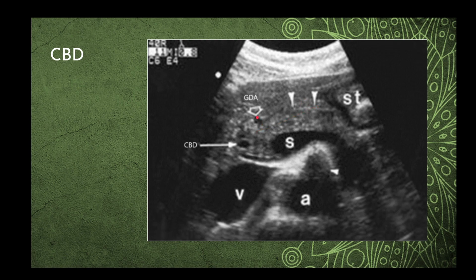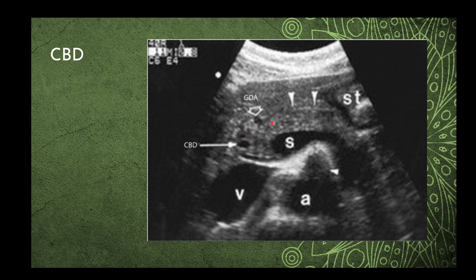But what I want to point out is that there's this little hole here, and there's a little hole here. And the GDA, or the gastroduodenal artery, if we put color on this, should light up, and it's one of the things that come through the pancreatic head. The other black thing in the pancreatic head should be our distal common bile duct.